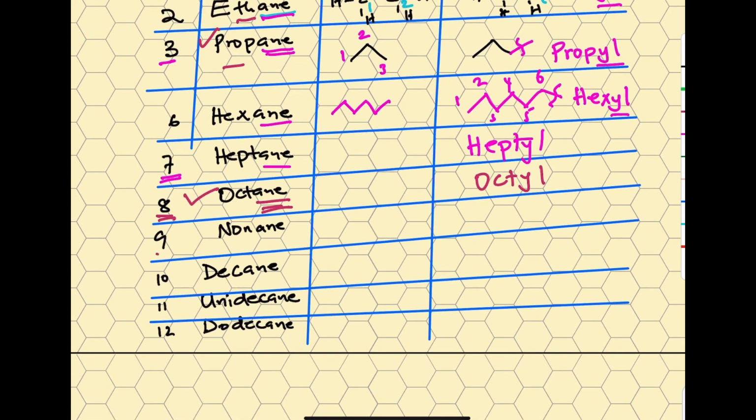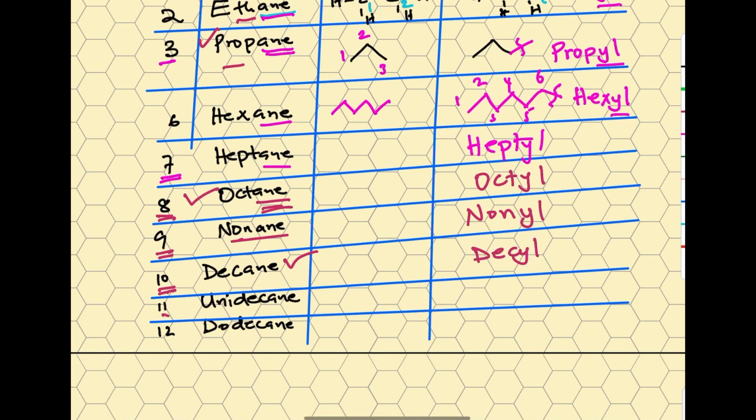Let's continue. With 9 carbons, it's called nonane. You just drop the A and E, and now it becomes nonyl. That would be the alkyl group with 9 carbons. With 10 carbons, it's decane. Remember 10 years, a decade. So decane. Then you drop the A and E, and that becomes decyl.